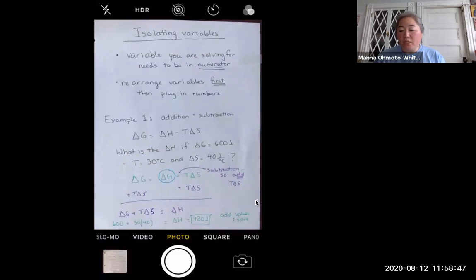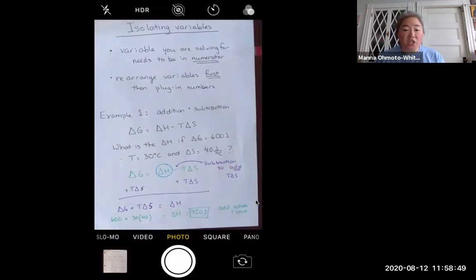So there are different ways to do this. First example is where I just have addition and subtraction. So remember that when you're isolating, this is algebra, you just do the reverse operation. So I have delta G is equal to delta H minus T delta S. You don't have to know what these stand for in order to understand how to do this. What is the delta H, if delta G is 600 joules, temperature is 30 degrees Celsius, and delta S is 40 joules per degree Celsius.